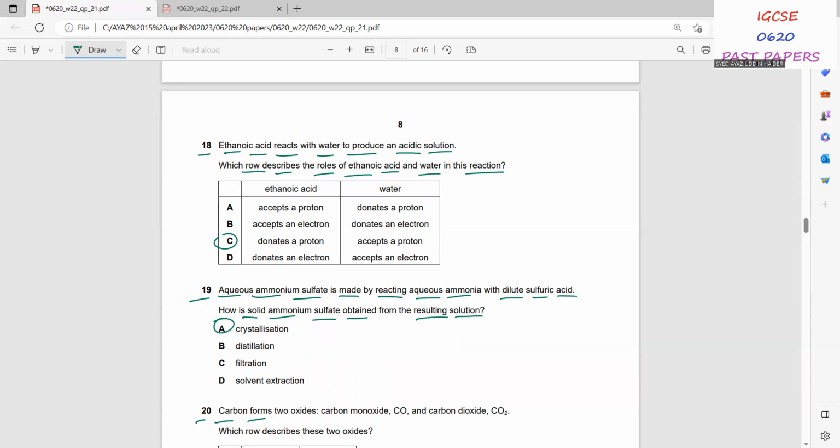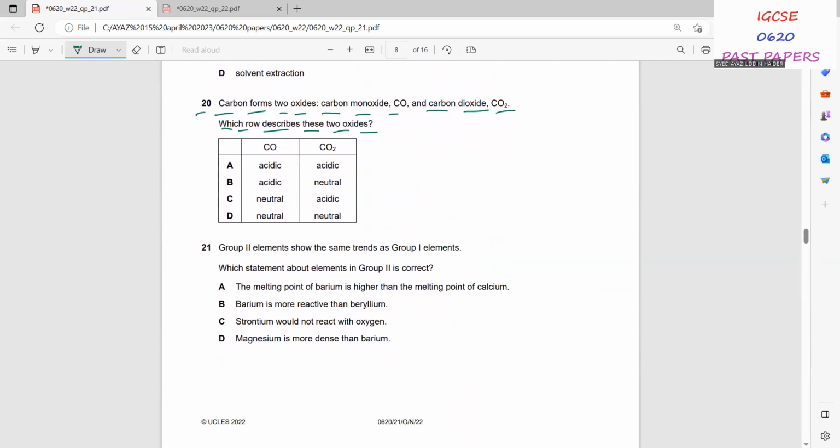20. Carbon forms two oxides, carbon monoxide, CO, and carbon dioxide, CO2. Which row describes these two oxides? CO is neutral and CO2 is acidic. So choice C will be the right answer for this question.